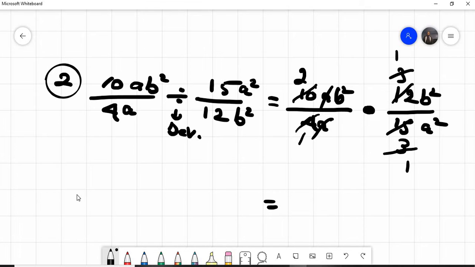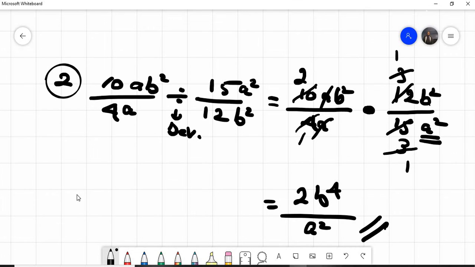In the denominator, just a squared survives, and this a is gone. The b squared and b squared on top give b to the power 4, because we add the powers. So this one is going to be 2b to the 4 over a squared, which is correct.